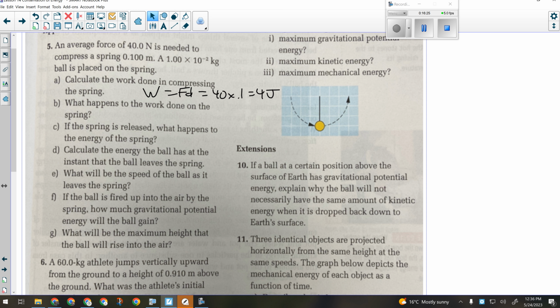Calculate the energy the ball has the instant that the ball leaves the spring. This is where conservation of energy comes in. I did 4 joules worth of work. There were 4 joules of potential energy in the spring. How much kinetic energy does the ball have? 4 joules. That's all the energy that's in the system. There can't be more, there can't be less, because energy can't be created and it can't be destroyed. If I put 4 joules of energy in the spring ball system, that's all the energy the spring ball system will ever have.